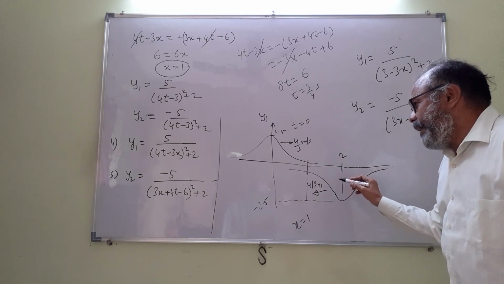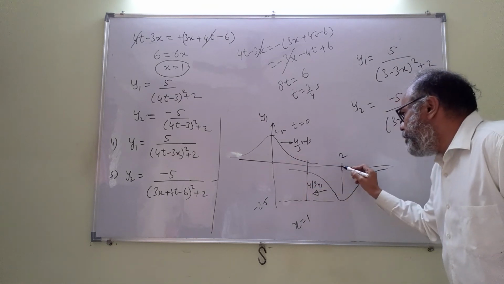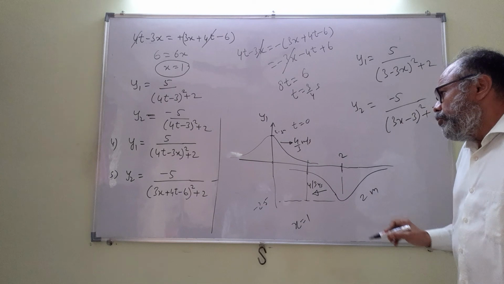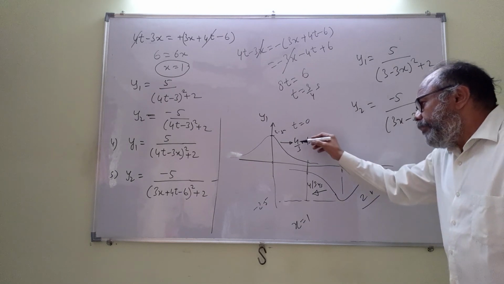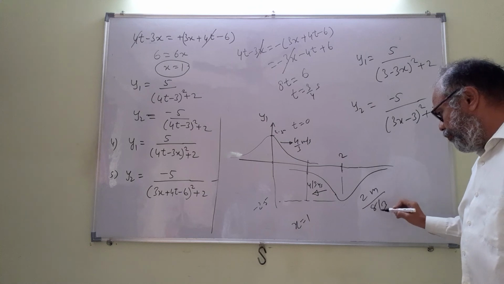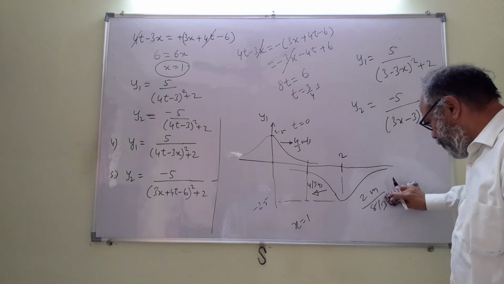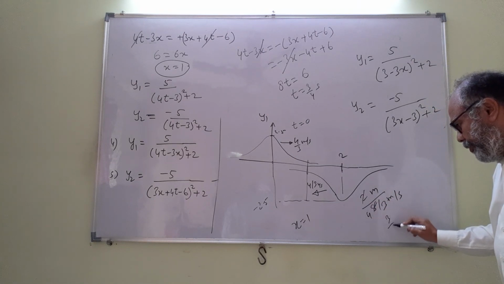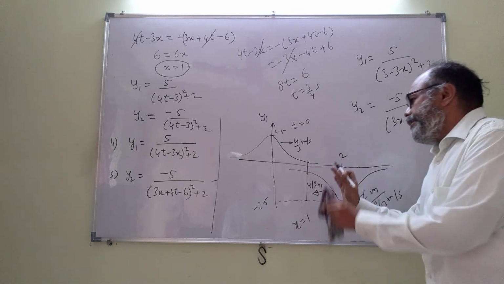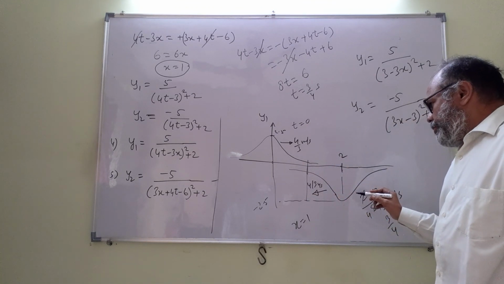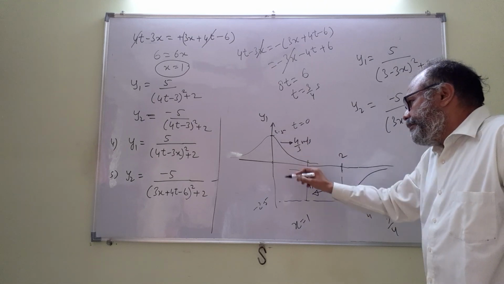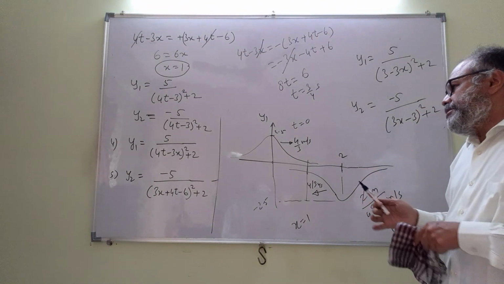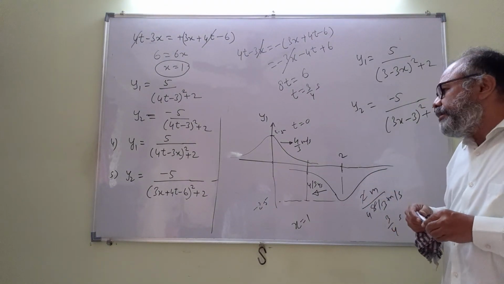You can see the time also. The distance between these two pulses is 2 meters. This is moving at 4 by 3 and this is moving at 4 by 3, so the relative velocity is 8 by 3 meters per second. If you simplify this, you get 3 by 4 seconds. So at 3 by 4 seconds, they will be one over the other, and they will fully cancel each other. Both these pulses are symmetric. Not only symmetric, they are identical.